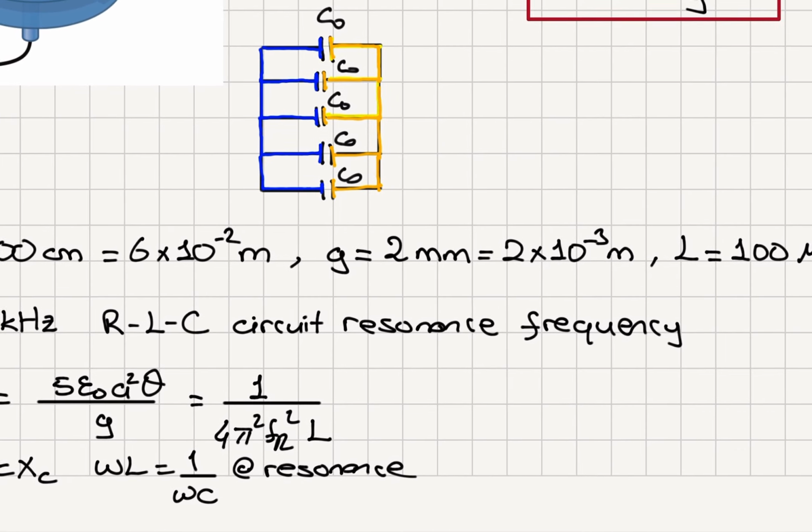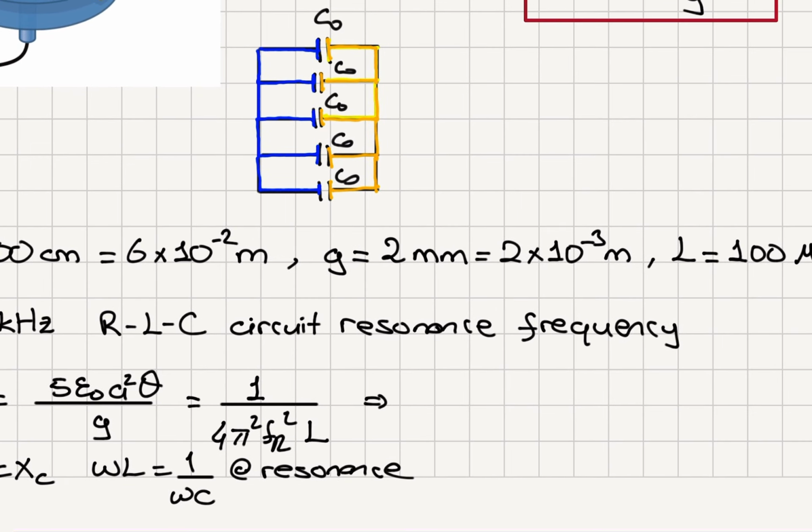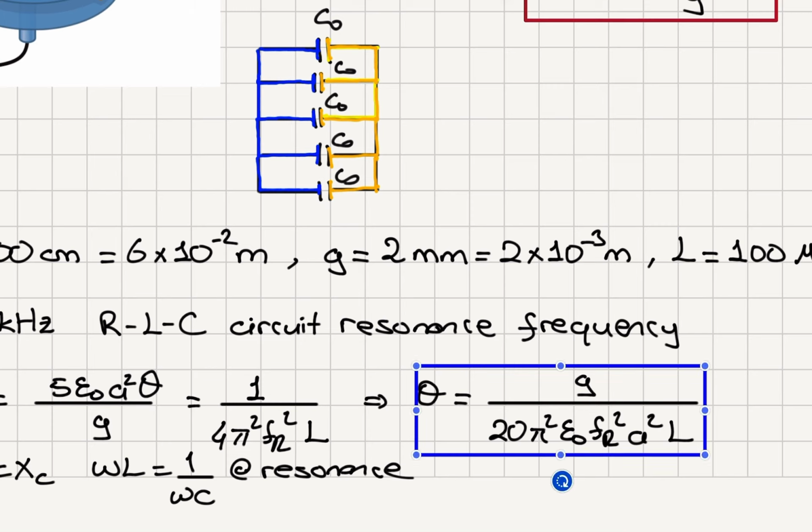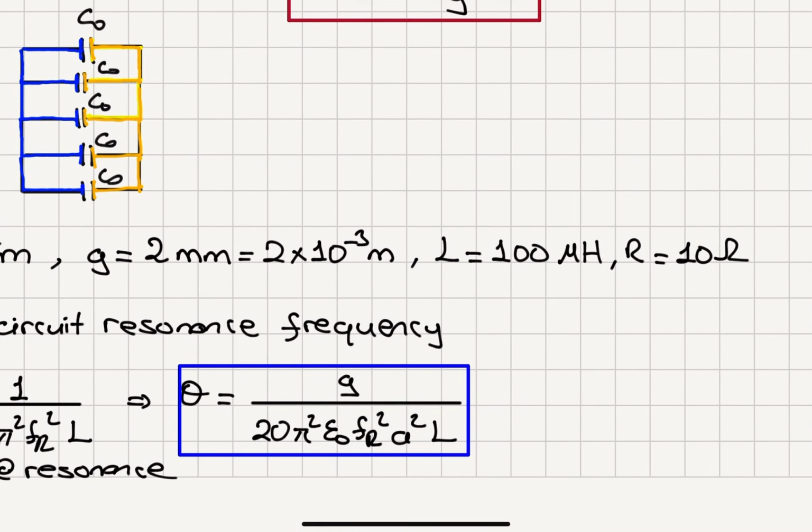Okay, so this is going to give me the value of the angle theta. Theta can be calculated as G, gap distance, divided by 20 pi squared epsilon 0 resonance frequency squared A squared L. So that's basically the answer for theta. So I can now substitute the numbers here. Let's see what this angle is.